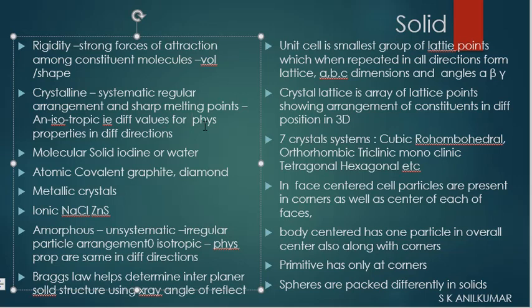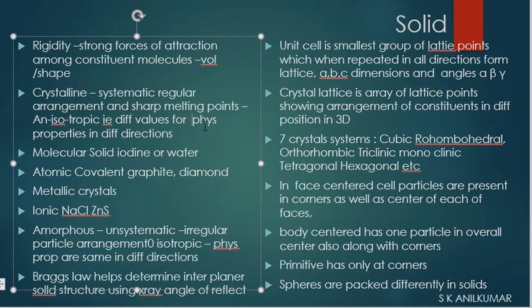Crystalline solids can be molecular, like solid iodine or water; atomic, like covalent graphite and diamond; metallic crystals; or ionic, like sodium chloride or zinc sulfide. So the crystalline nature, the systematic regular arrangement of solids, can be molecular, atomic, metallic or ionic. Solids are also sometimes called amorphous.